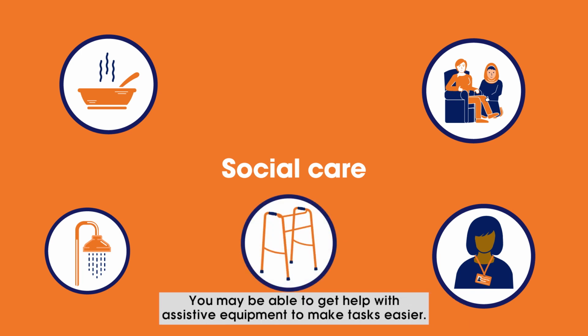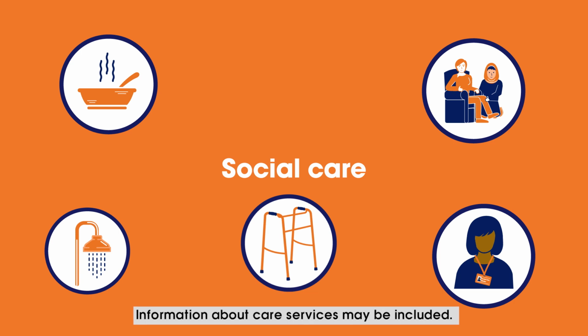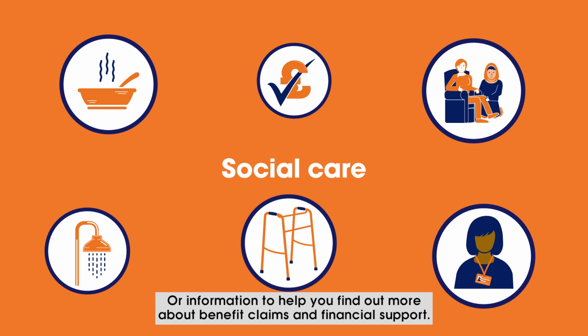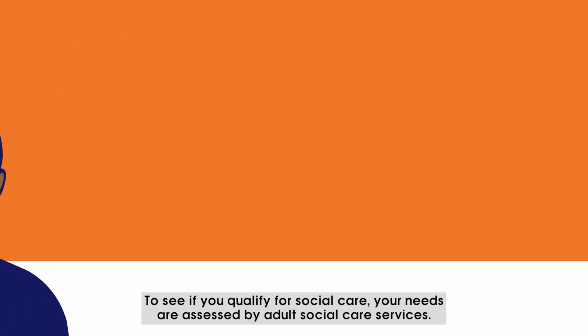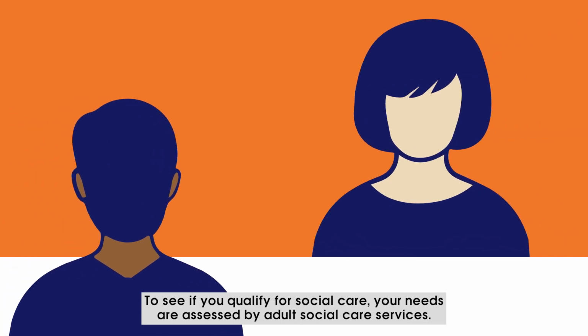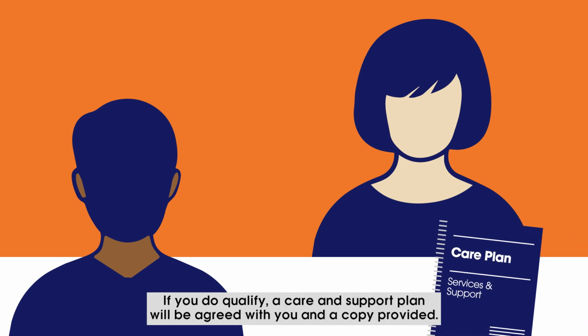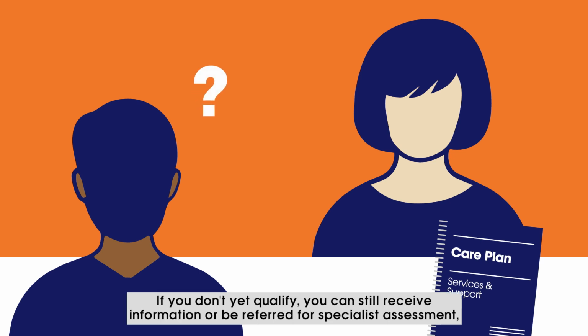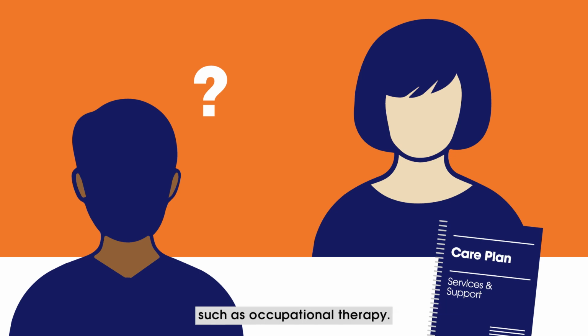You may be able to get help with assistive equipment to make tasks easier. Information about care services may be included, or information to help you find out more about benefit claims and financial support. To see if you qualify for social care, your needs are assessed by Adult Social Care Services. If you do qualify, a care and support plan will be agreed with you and a copy provided. If you don't yet qualify, you can still receive information or be referred for specialist assessment, such as occupational therapy.